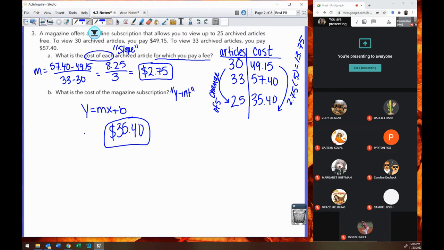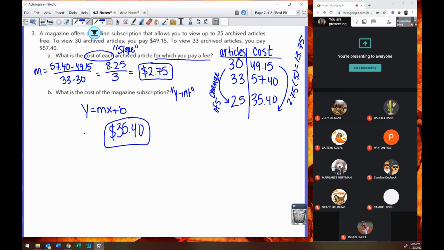Number 3 I know was a little bit difficult. When it asked for the cost for each, that's kind of just another way to think about the slope. So I organized my table into the articles where you paid a fee. So 30 were 49.15, 33 articles were 57.40. I found the slope there and it came out to 275.